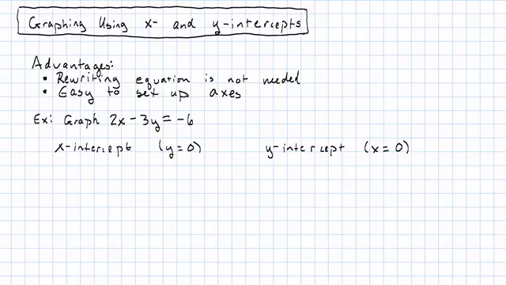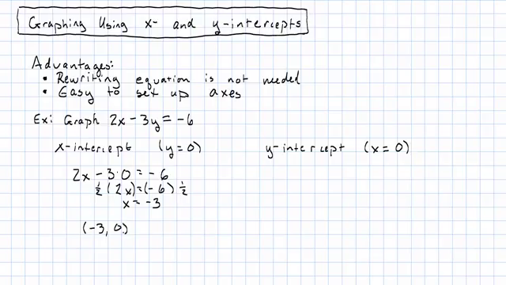Plugging in y equals 0, we get 2x minus 3 times 0 equals negative 6. So 3 times 0 is 0. This is just 2x equals negative 6. Multiply both sides by a half, or you can think of this as dividing by 2, and we get x is negative 3. Our x-intercept is negative 3, comma 0.